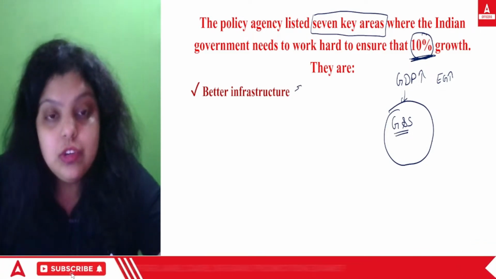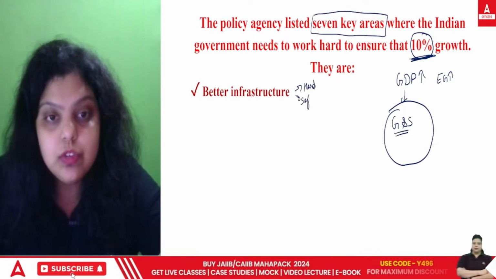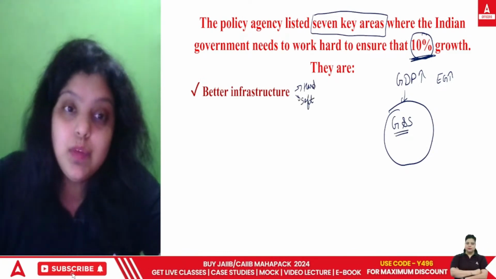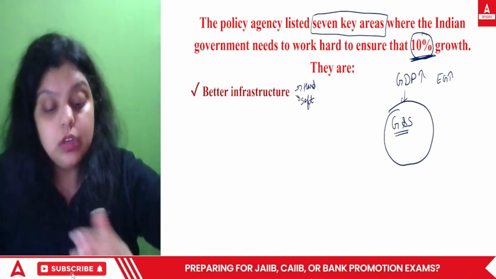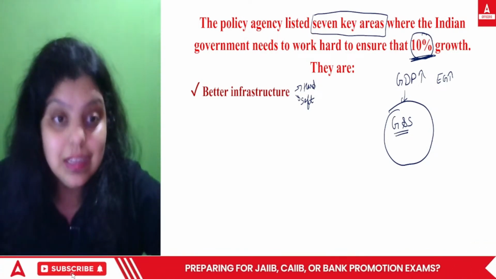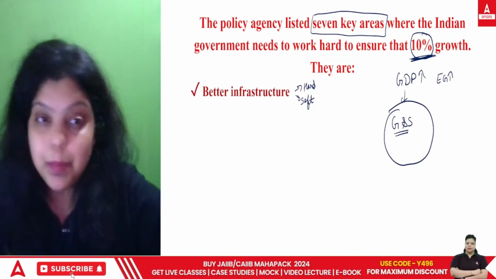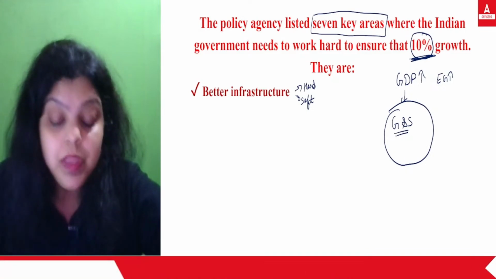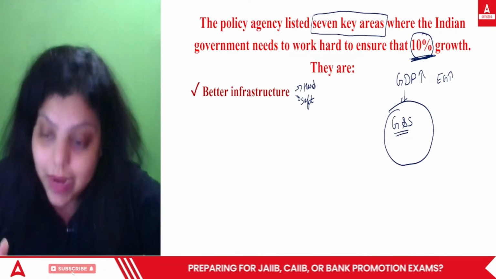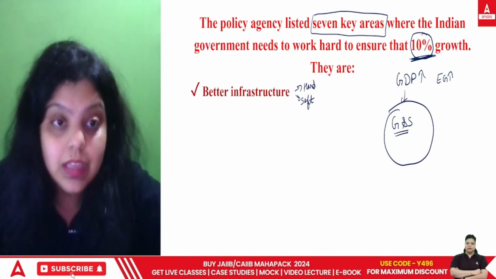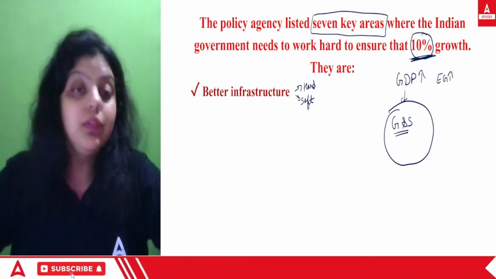This infrastructure has been divided into 2 parts. First is hard infrastructure and second is soft infrastructure. Hard infrastructure is the type of infrastructure which helps you provide a physical network to give you connectivity in the country. For example, roads, railways, ports, airways. These are hard infrastructure because they provide you the physical network. They are providing you connectivity with the other parts of the country and with the other parts of the world as well.